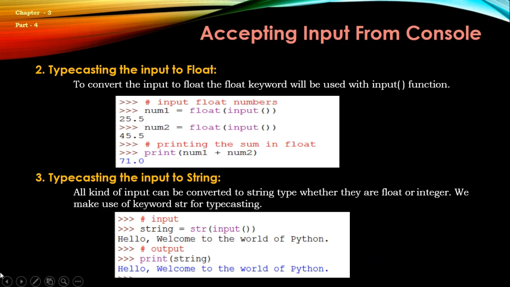You can see here, string is equal to str in a bracket input. Now the user will give the input. You can see, hello, welcome to the world of Python. So this is the input given, and after that print string. Now this input is stored in a string variable. If I print the string variable, it will show the same message as the output. This blue one is the output, and this is the input. Okay, so I have done this in interactive mode, and the same thing can be done in script mode also. I'm not showing the script mode here.